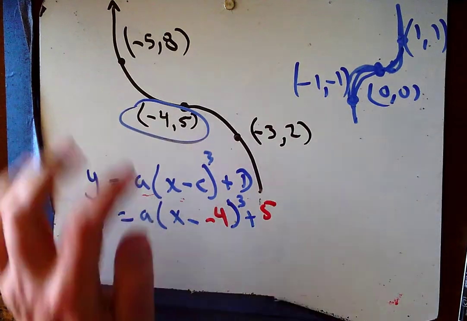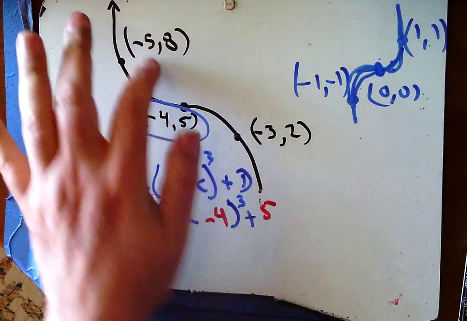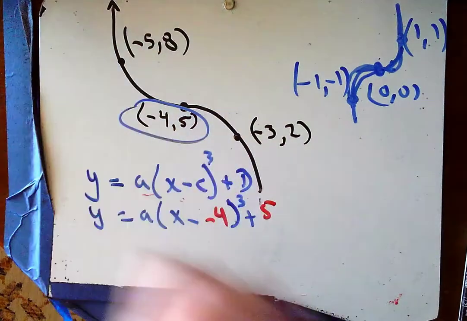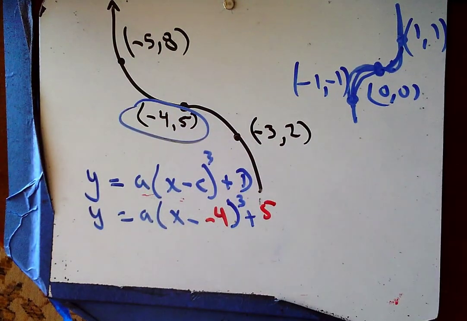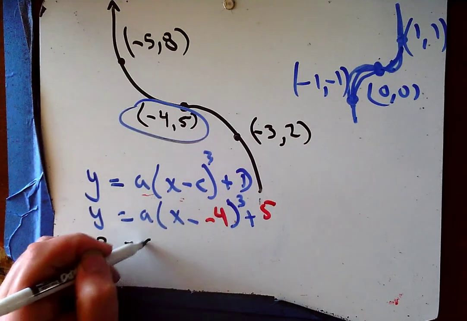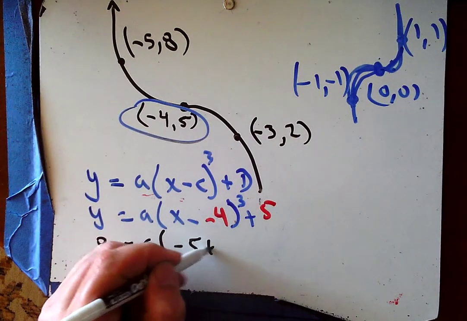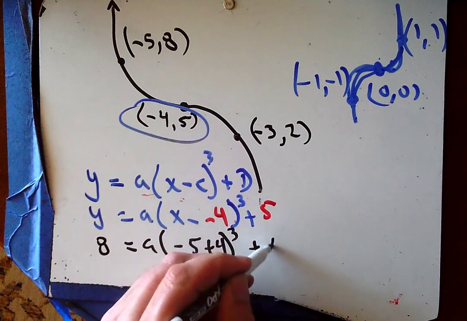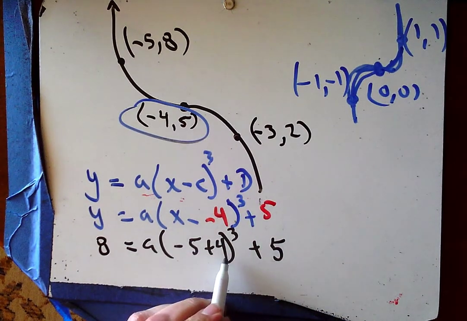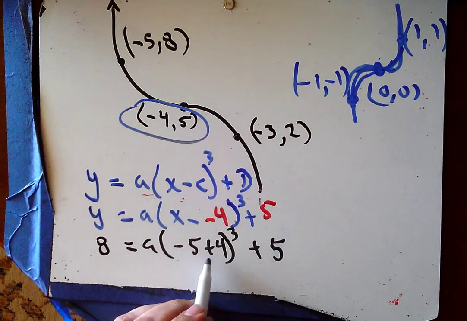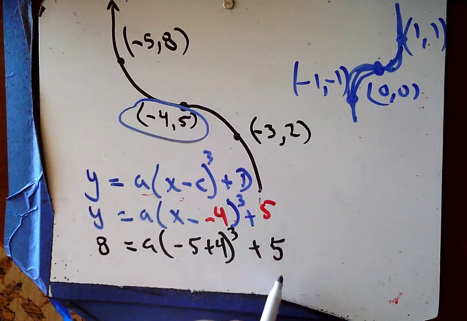Now we need to find our a value by using one of these other points. How about (-5, 8)? So I'm going to plug in 8 over here: 8 equals a(-5 plus 4) cubed plus 5. So here, negative 5 plus 4 is negative 1. Negative 1 times negative 1 times negative 1. This is negative 1 cubed.